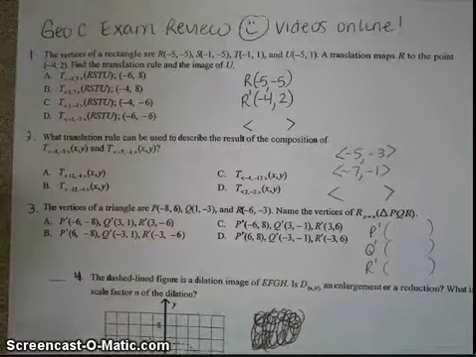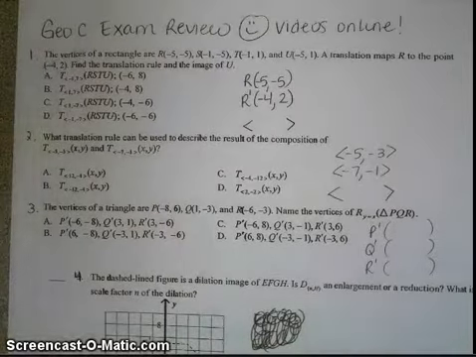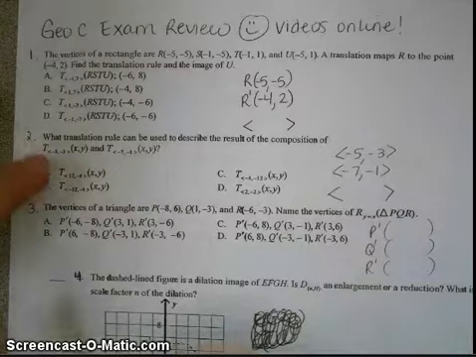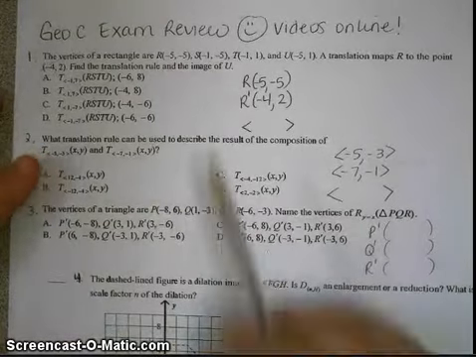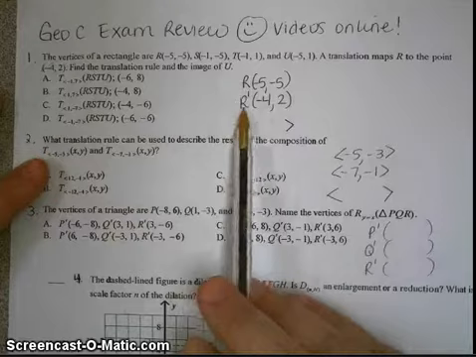Okay, we have the Geometry C exam review. So let's start with number 1. The vertices of a rectangle are as follows. A translation maps R onto the point -4, 2.